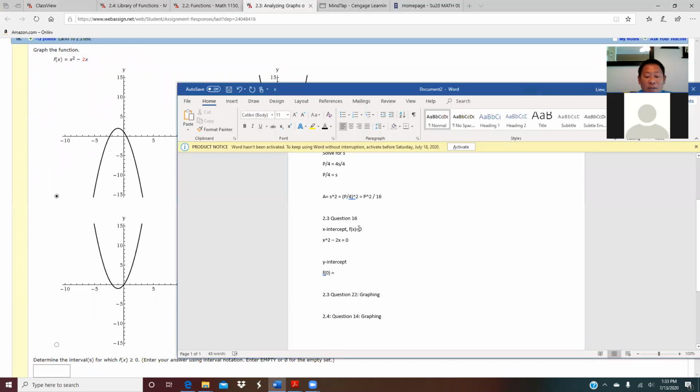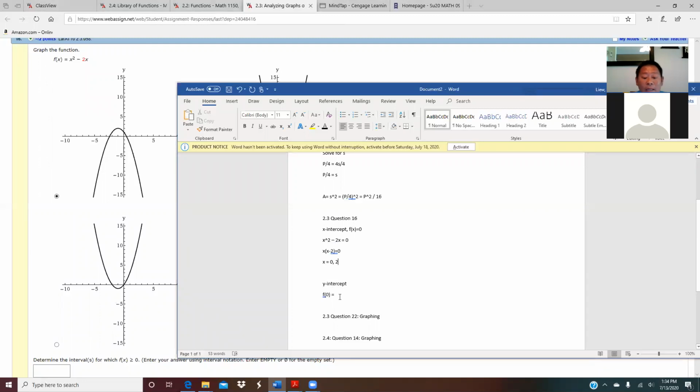So this is question 16. To find the x-intercept, you have to set this equation equal to 0. In order for us to solve this, you have to factor it. In this case, the common factor is x. So you can factor the x out and you will get x times x minus 2 equals 0. If you solve for x, x is 0 and x is 2. So it will intercept the x-axis at 0 and 2.